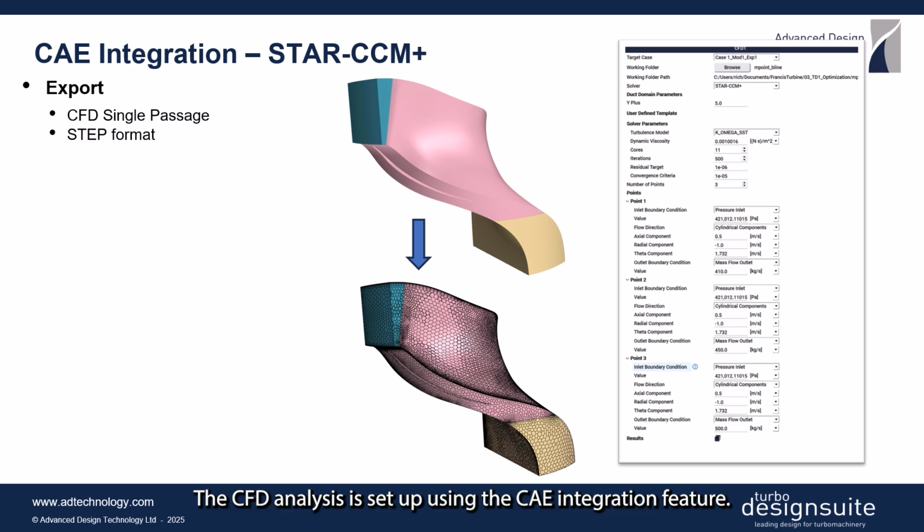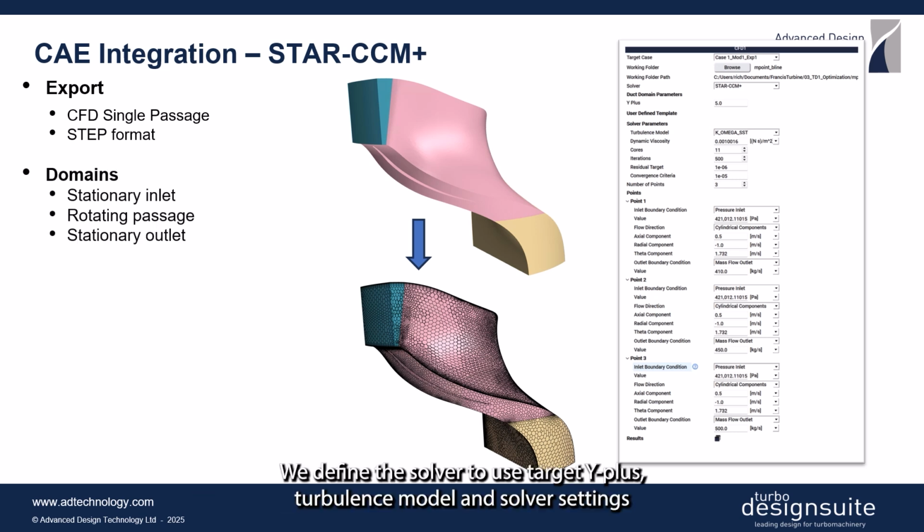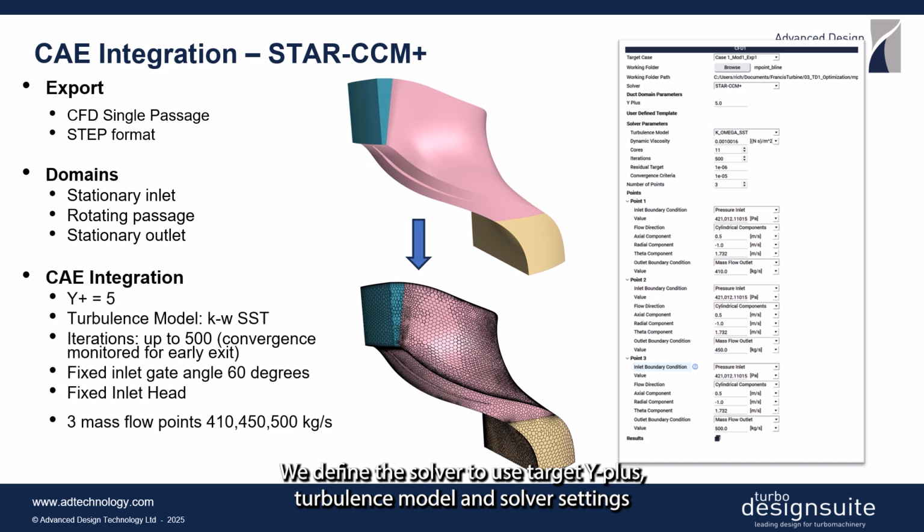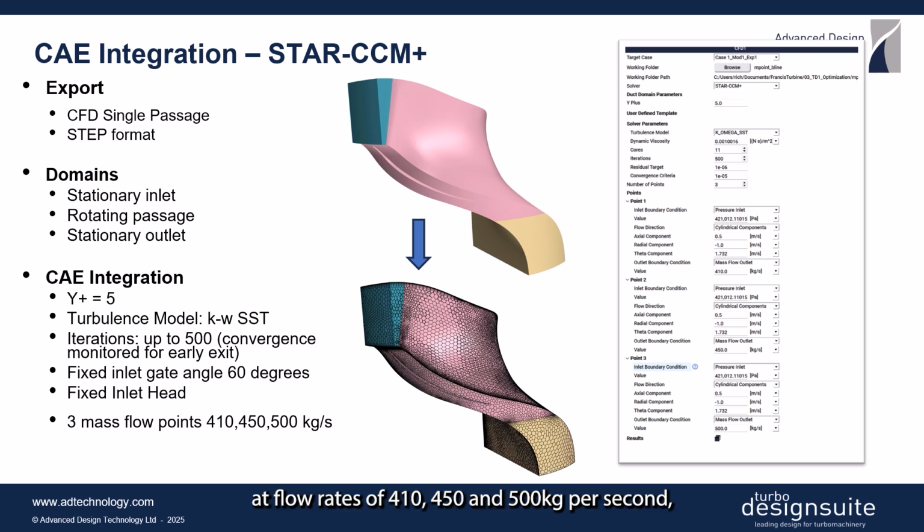The CFD analysis is set up using the CAE integration feature. We define the solver to use, target Y+, turbulence model and solver settings such as timescale factor, residual target, and the number of cores. In this case, 3 operating points with a fixed rotor speed and onset angle, at flow rates of 410, 450, and 500 kilograms per second, which simulate different power requirements from the grid.